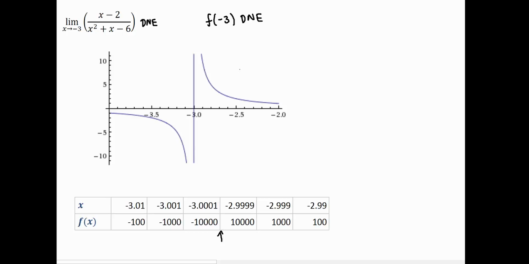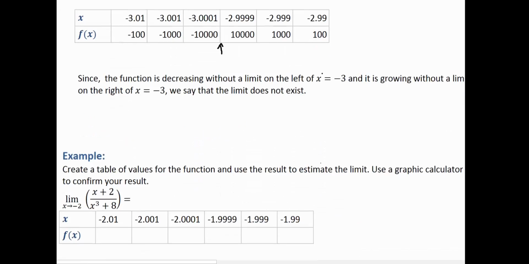So keep that in mind, because that's going to be useful in the next section whenever we learn how to calculate the limits algebraically. We will repeat these same 2 examples, but next time we're going to do it algebraically. So let's move on. I have one more example for you.